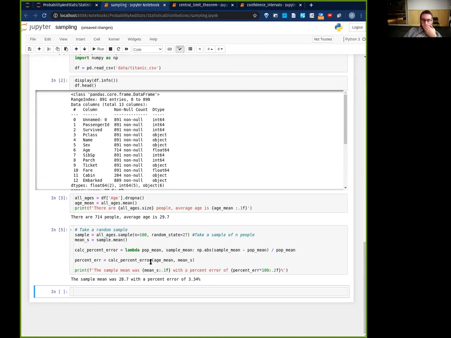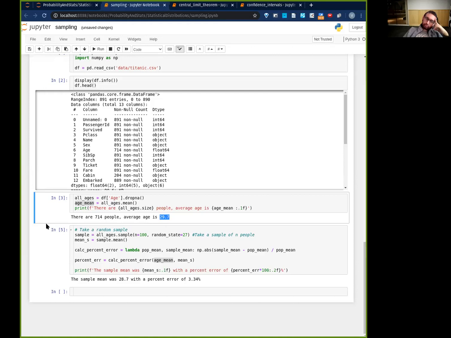There we go. So you can see here, this age mean was referencing the total population. And you can see that the sample mean was 28.7, which isn't quite true of the total population, but it's a percent error of about 3%. So it's not too far off. If someone said the average was 28.7 and someone said the actual is 29.7, I'd say that's pretty close, especially for only 714 people.